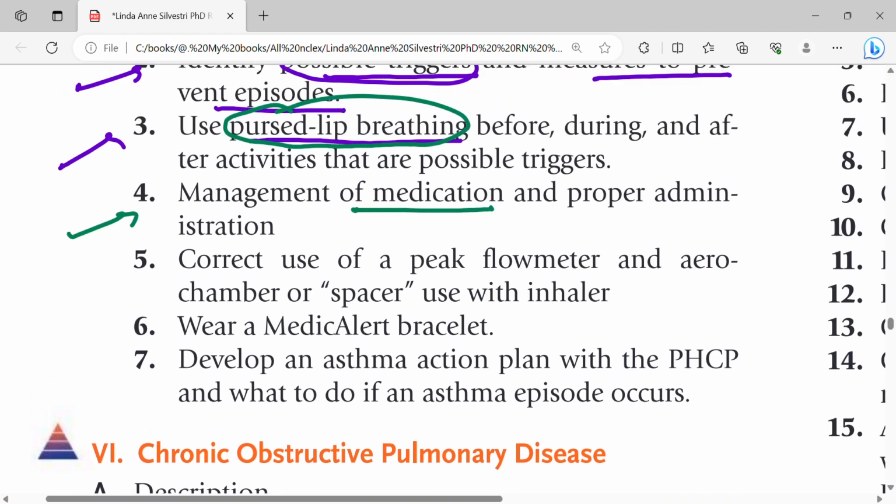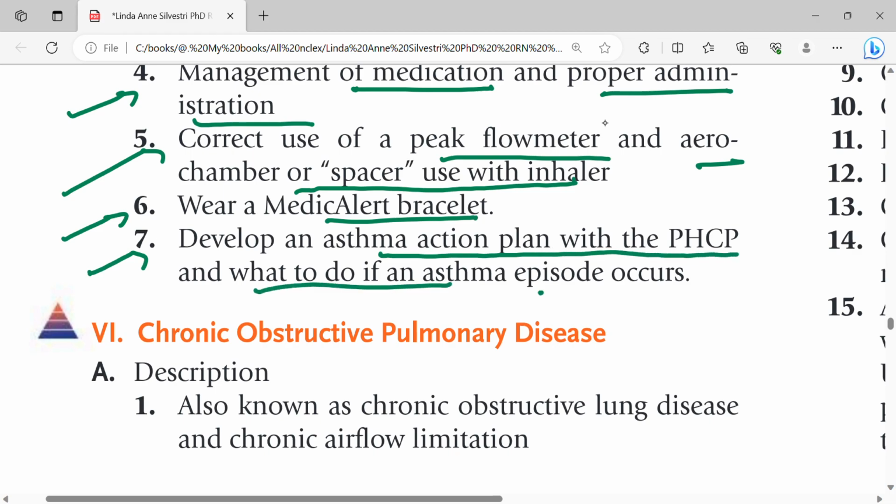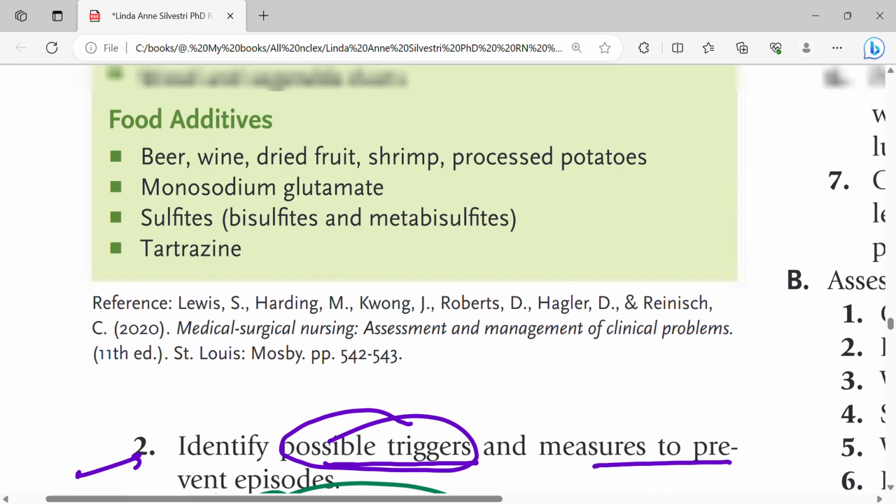Management of medications and proper administration. Correct use of the peak flow meter and the aero chamber or spacer used with the inhaler. Wear a medic alert bracelet. Whenever there is an asthma patient, we should ask them to wear a medic alert bracelet, so that people know this patient has asthma. Develop an asthma action plan with the PCP and what to do if an asthma episode occurs. So we should discuss with the PCP what we need to do if asthma occurs.